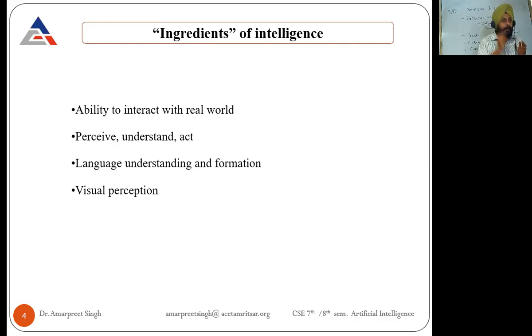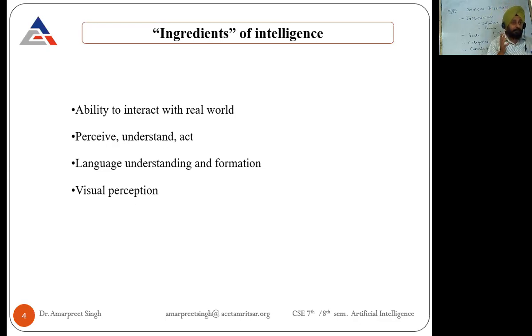Our brain has the ability to interact with the real world, and whatever it looks around, it perceives through the different senses our body has. So it perceives through the different senses what is there, understands, then acts accordingly. So this is, you can say, the ingredients of intelligence.